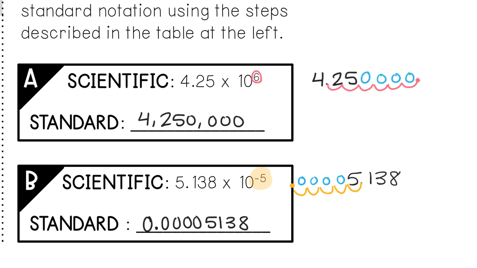So that's a really small number. I knew that because that exponent was negative, that I was going to end up with a really small number. So I wanted to make 5.138 smaller, not larger. So I moved the decimal to the left 5 times and made that number really tiny.